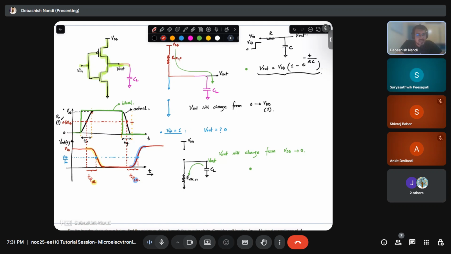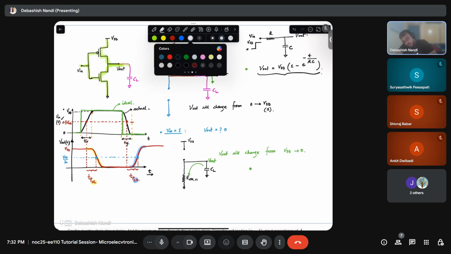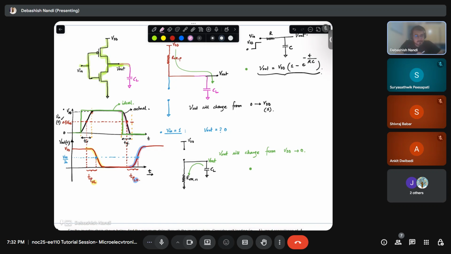But this propagation delay can also happen at the reverse end. In this case, for example, your input can be going from high to low, but your output is going from low to high. So what I am telling you is that the naming convention of the propagation delay, TPLH and TPHL, depends upon the change in the output. In this case, the output is changing from high to low. So that is why the delay associated with it is called TPHL, high to low.